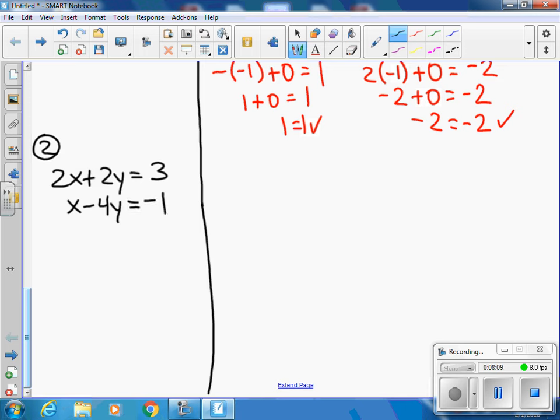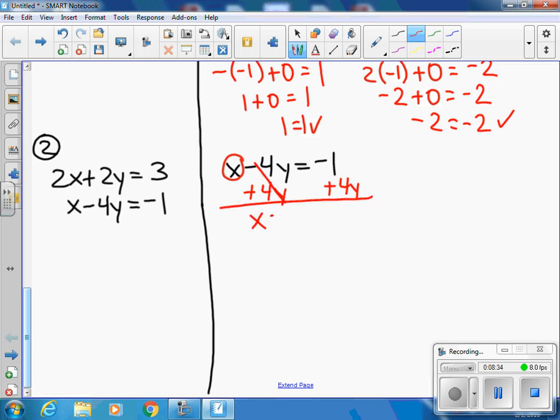Right? And if you look for the easiest equation to get the letter by itself, the only one that has a coefficient of 1 is the x on the bottom one. So I'm going to take x minus 4y equals negative 1, and I'm going to solve it for the x, which means the x will stay, and I will get rid of everything else. So that means everything else goes to the other side. So to make minus 4y go away, I have to add 4y.